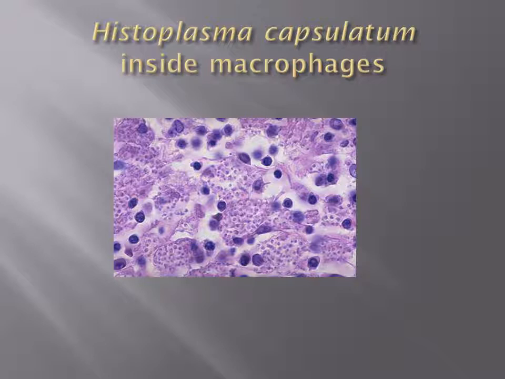Histoplasma is an intracellular organism. So this is a real nice photo showing the organism that is inside macrophages. The macrophages phagocytize it, engulf it, take it in, but typically can't kill the organism, and so it reproduces within the cells.